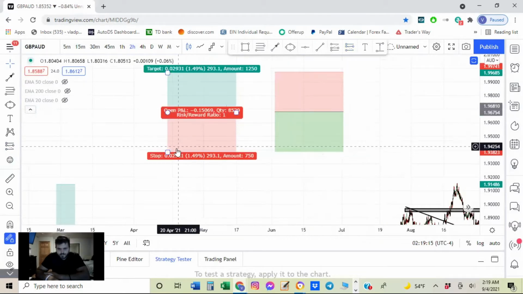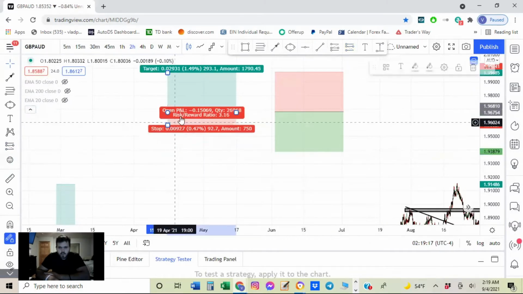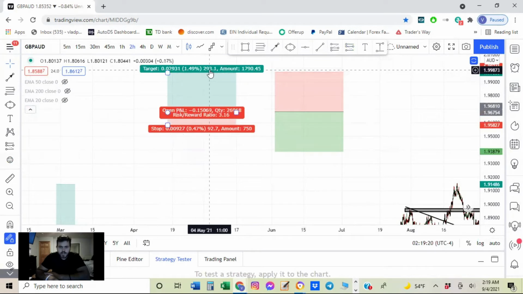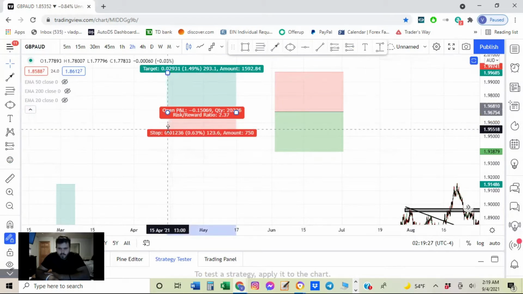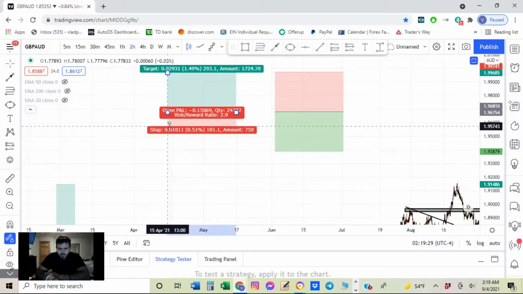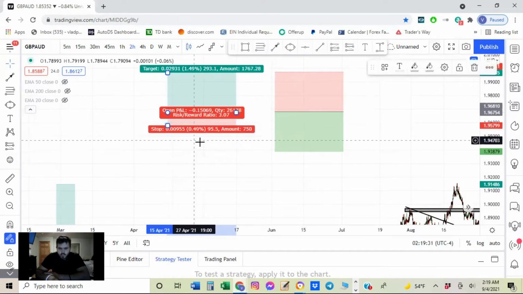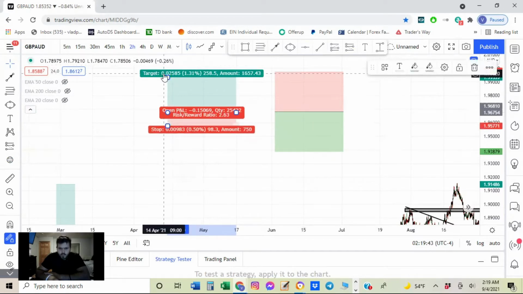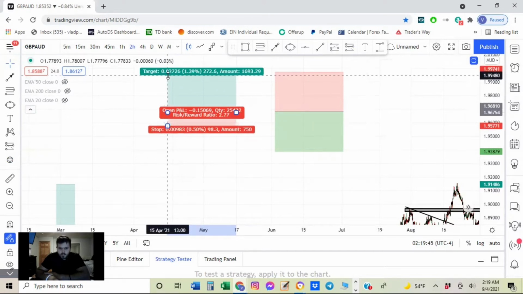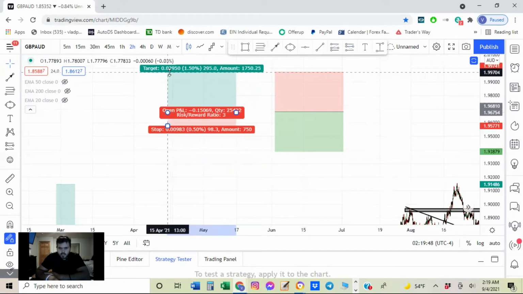Okay. So as I was saying, up here we have 293 pips of take profit. And let me just try to make this a perfect number. Okay. All right. Just bear with me one second.